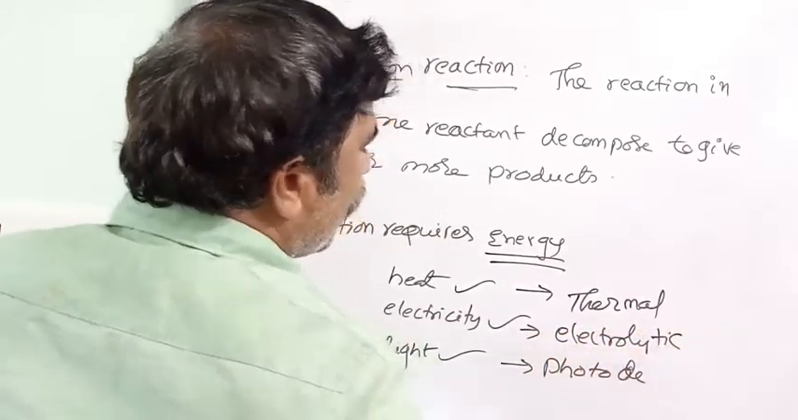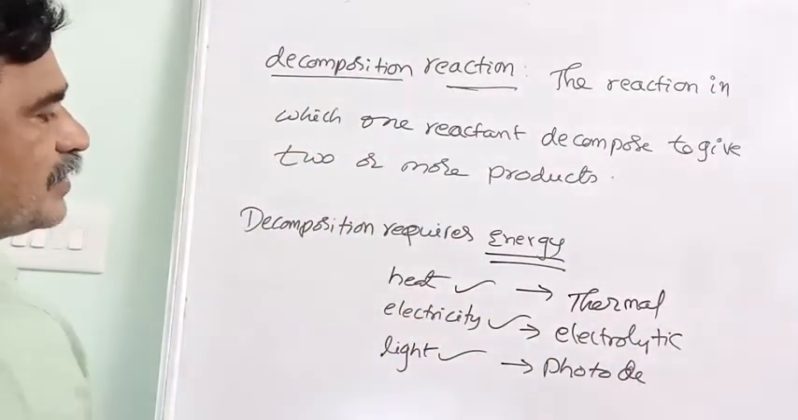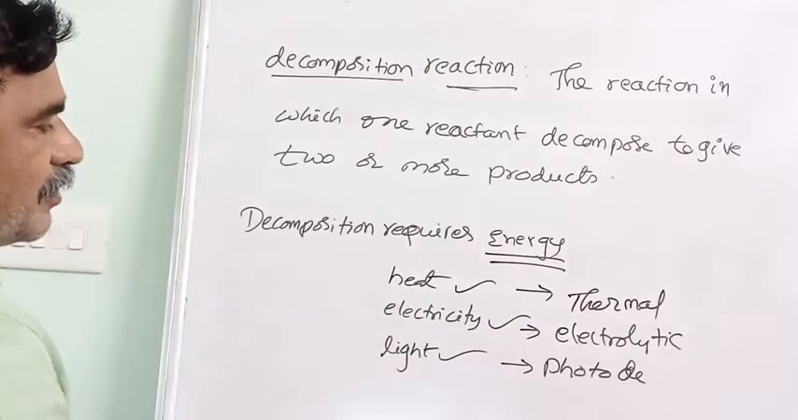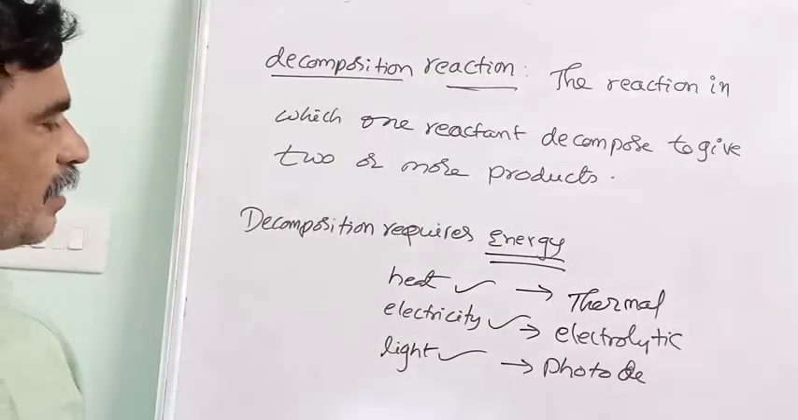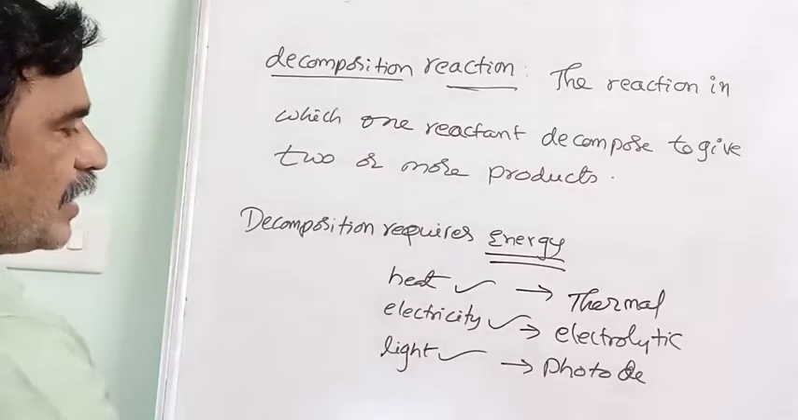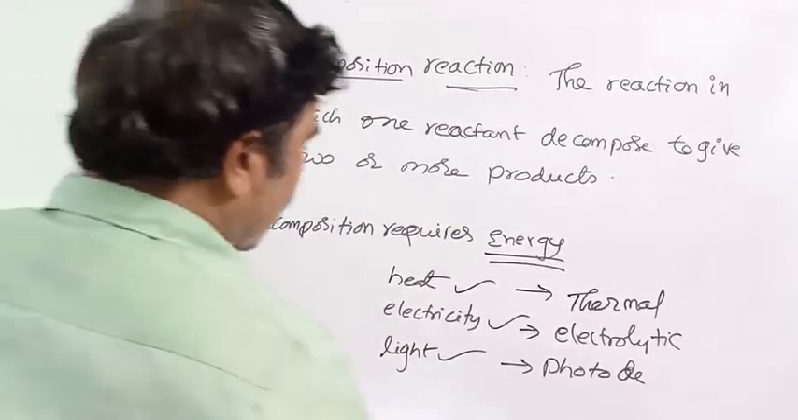If heat is given as energy, that is called thermal decomposition. If electricity is the energy, electrolytic decomposition. If light is the energy, it is photo decomposition. I will give you examples.